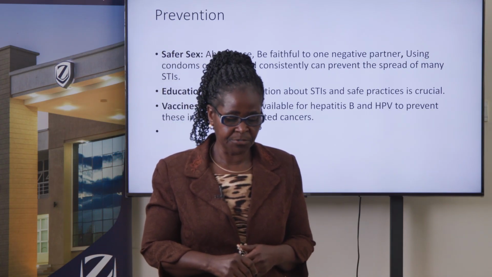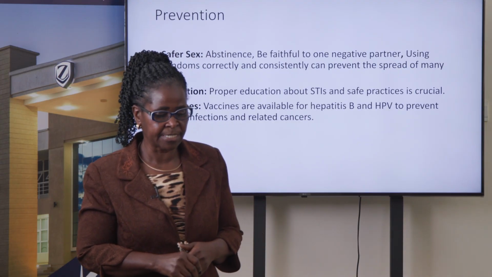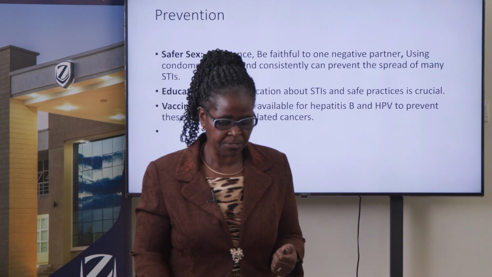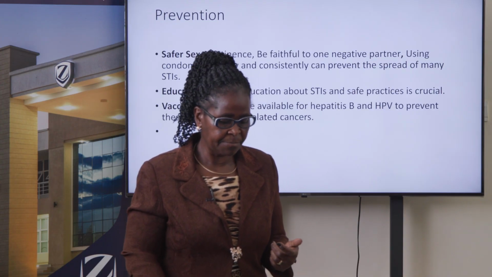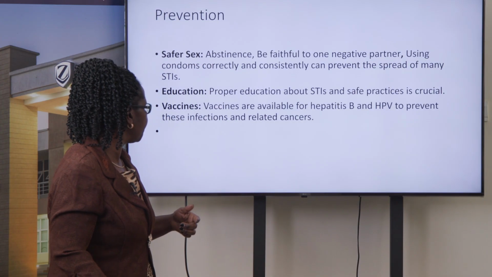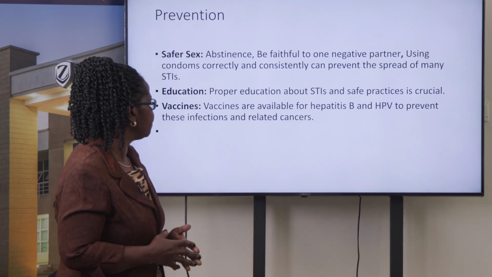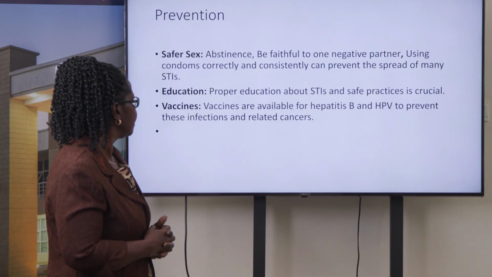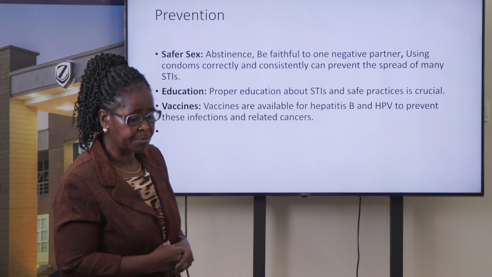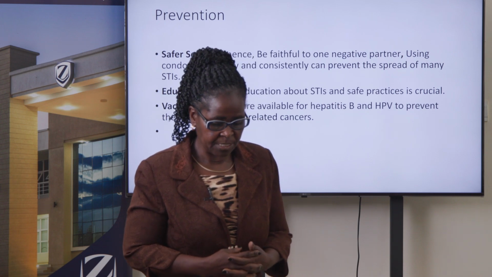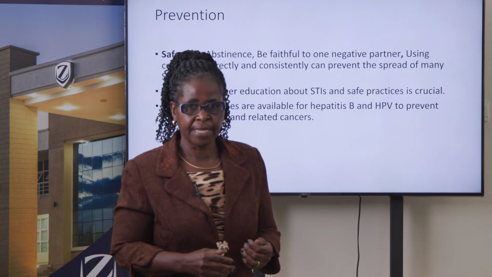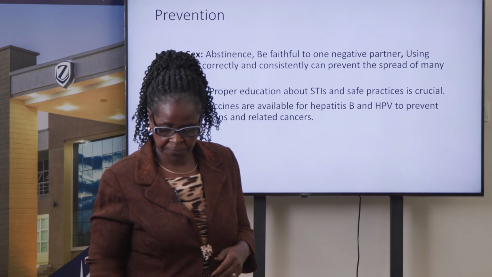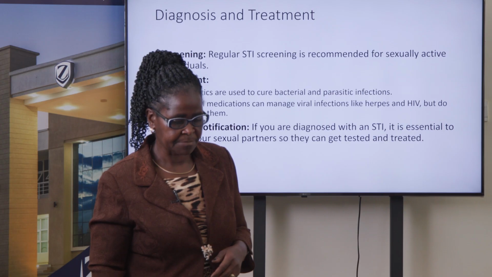And then the other thing is about using condoms correctly and consistently. This can prevent the spread of many sexually transmitted infections. Another prevention strategy is proper education about sexually transmitted infections, together with safer sexual practices. Then we have vaccines that can prevent some of these infections, like the hepatitis B virus and the HPV virus, which we find given in public hospitals for free, especially for young girls.